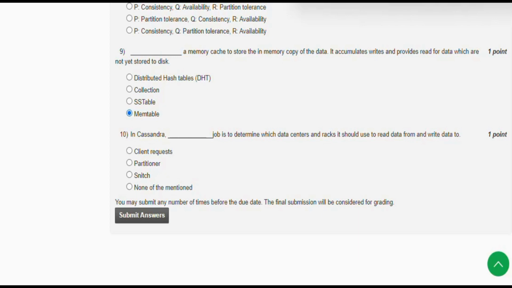Now moving to the last question of this assignment, number 10. In Cassandra, dash job is to determine which data centers and racks it should use to read data from and write data to. Options are client requests, partitioner, snitch, none of the mentioned. Answer will be snitch. Okay, so I select that one.